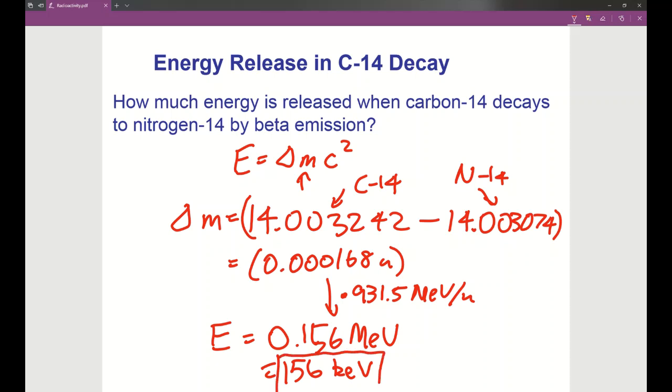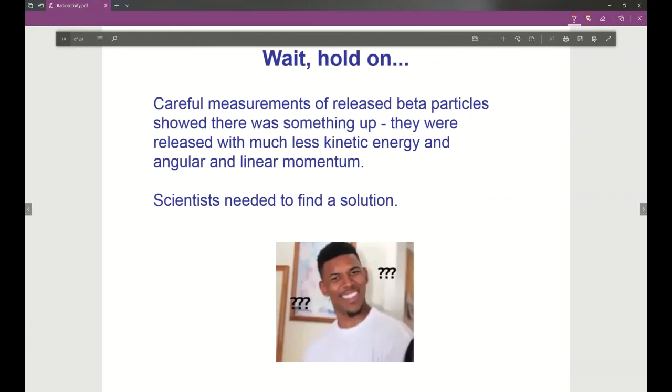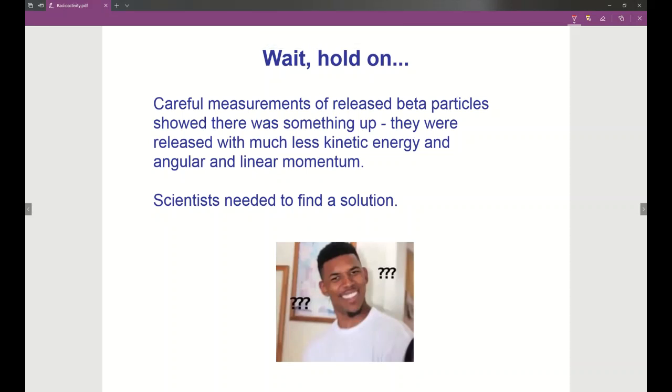Okay, so scientists now have a problem. Careful measurements showed that these released beta particles, when they were measuring this specific reaction, should have a kinetic energy of around 156 kilo electron volts. But we noticed that that wasn't the case. Although some beta particles did have that atomic energy, more often than not, they would have much, much less kinetic energy. And more experiments showed that they also didn't have the correct angular and linear momentum.